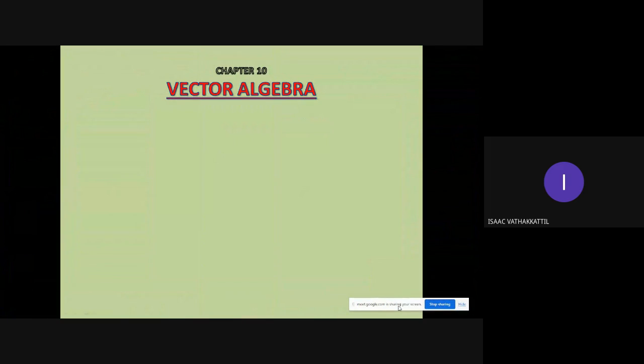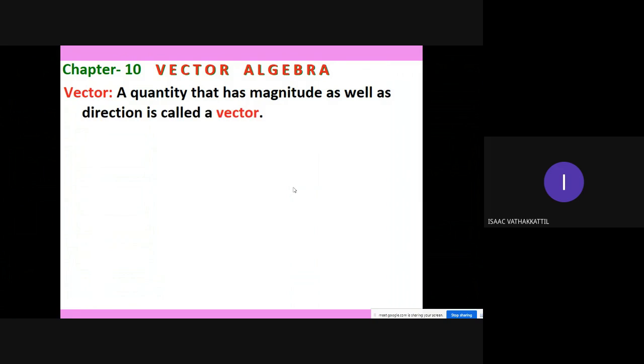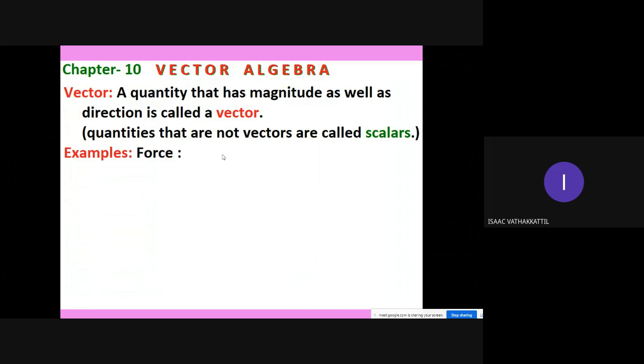So we start our topic, vectors, vector algebra, chapter 10. Actually, what is a vector quantity? A quantity that has both magnitude as well as direction is called a vector. Quantities that are not vectors are called scalars. So, for example, force. When you apply force, how much force and in which direction. So it has both magnitude and direction. That is a vector quantity.